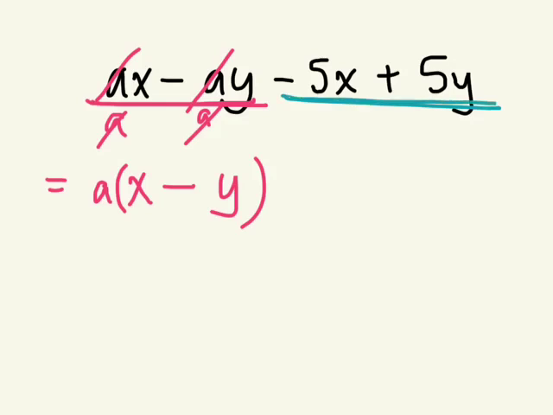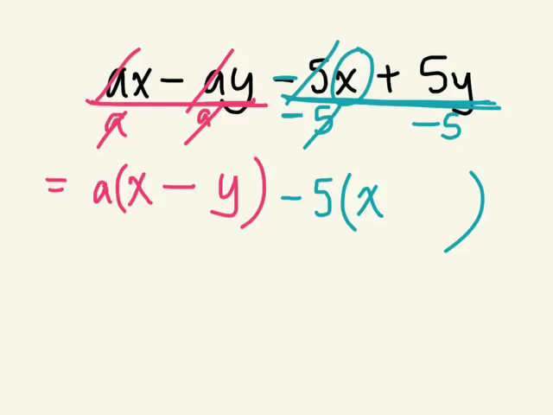The second part of this expression, what do they only have in common? Negative 5x and positive 5y? Okay, but because we have a negative here, I'm going to divide everything by negative 5. If your first term is a negative, factor out the negative. So my greatest common factor is negative 5. What's left inside the bracket?